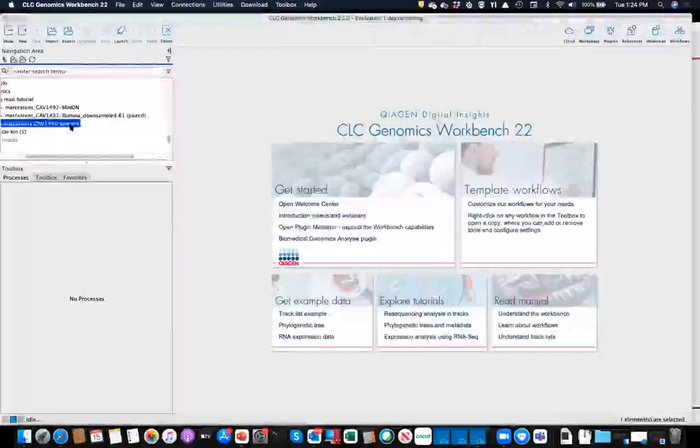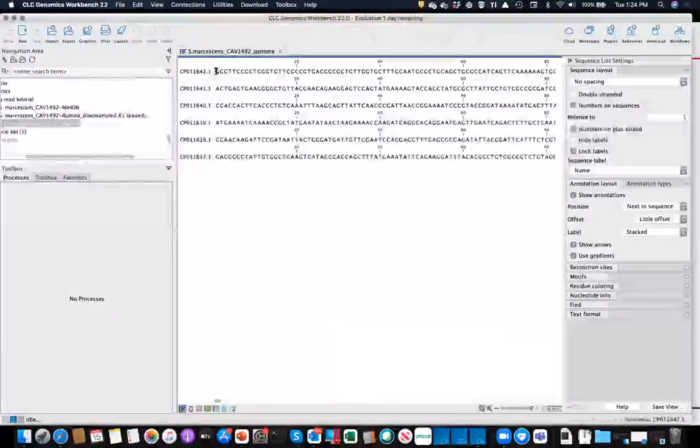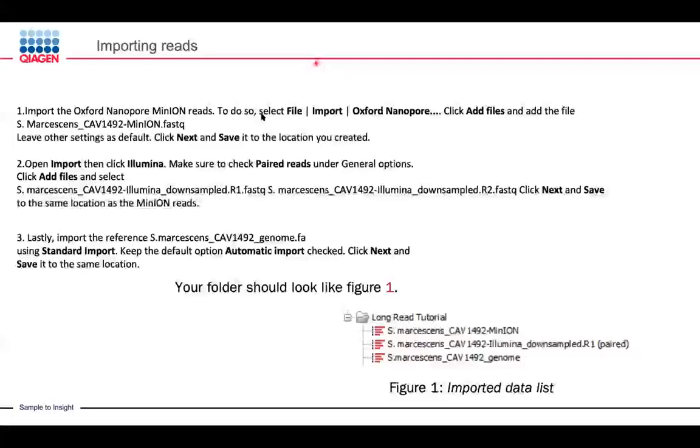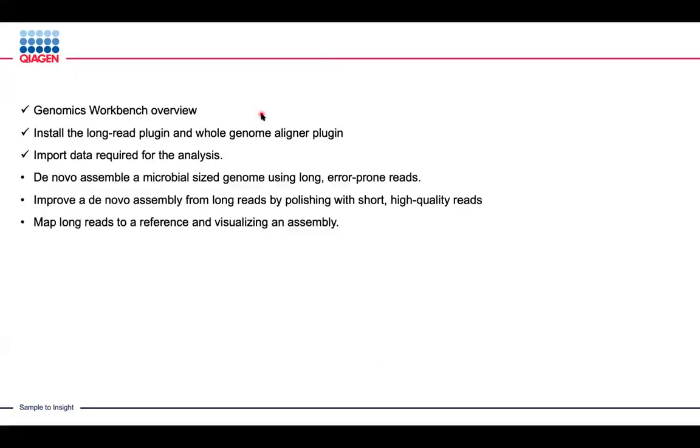And not much to really say, but we did import that reference genome. And as I mentioned, this is going to be 6 different sequences, one being the bacterial genome, and the other 5 being plasmid sequences. So that gets us to the point where we've imported our data to do the required analysis.